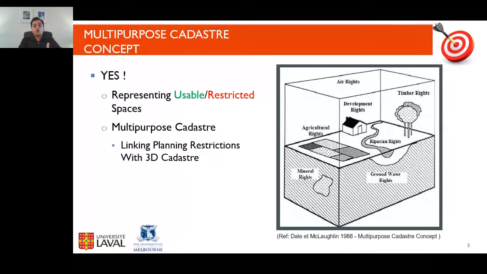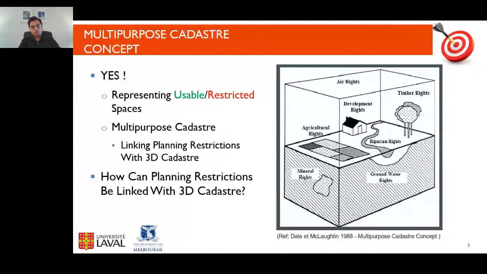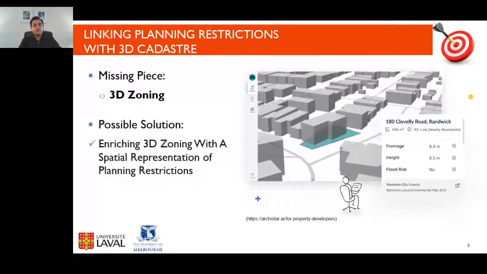But how? Today, we want to open a discussion on how to make this linkage happen. To answer this question, we have a suggestion. We think 3D zoning, with the capability of representing planning restrictions in 3D, is the missing piece that, as the first step for moving in this direction, can make this linkage happen.